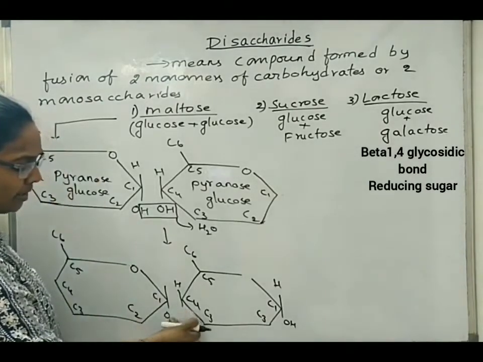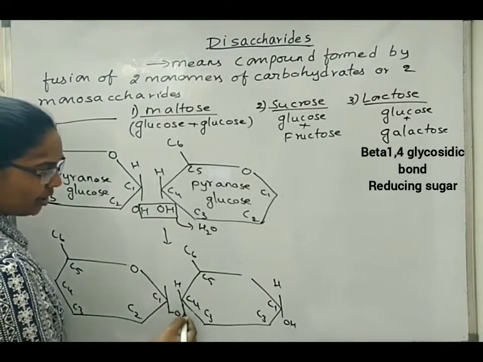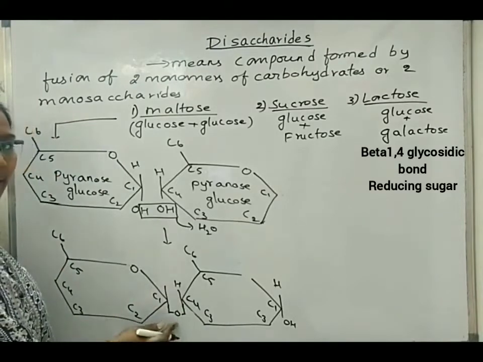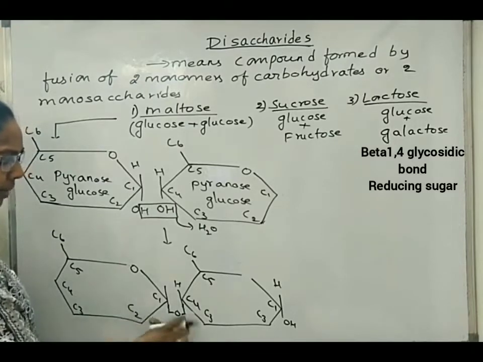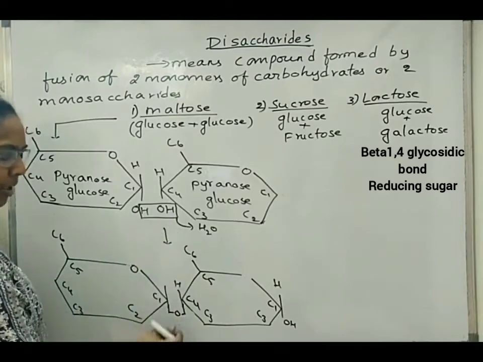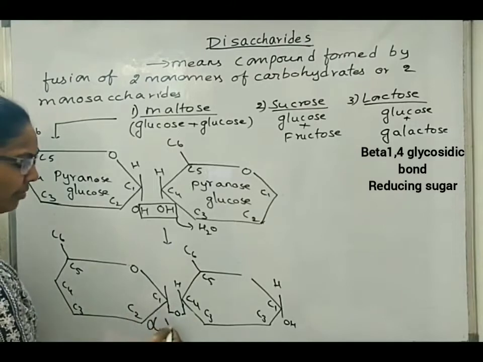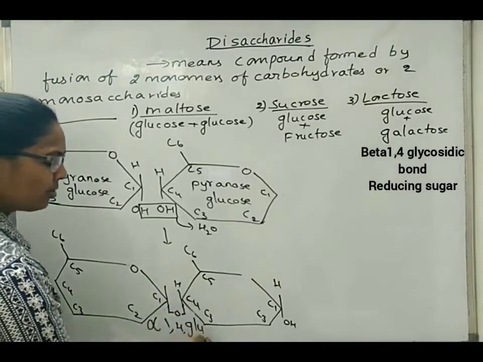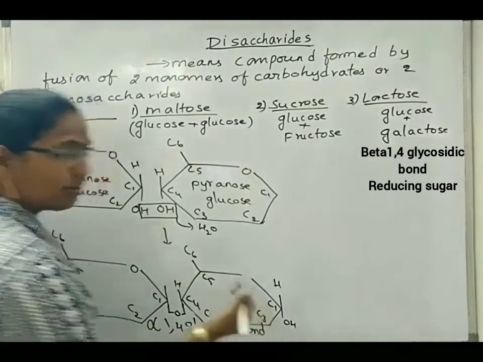In the next step, this area where the water molecule was lost appears like this, with one oxygen atom which is giving out a bond. Because the two hydrogen and OH groups got removed only on one side, we call it alpha. The bond is between carbon 1 and carbon 4, and the bond name is glycosidic bond.